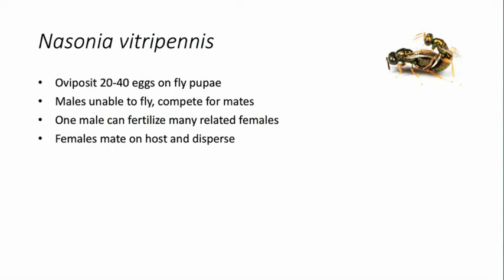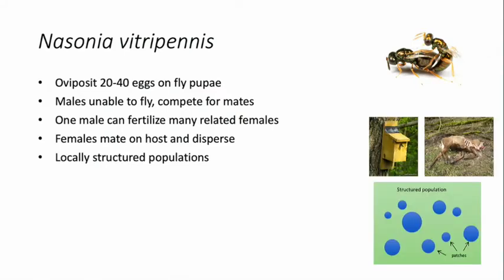It's important to realize that they lay more than one egg on a single fly pupa. Males are unable to fly, they compete for mates, and one male can fertilize a lot of related females. They mate on the host, and only the females disperse into new patches. That leads to a situation where you have locally structured populations with patches like carcasses or nest boxes. And if you have a situation like that, then the big question is, what's the optimal sex ratio to produce? Is it still 50-50, or is it something else?